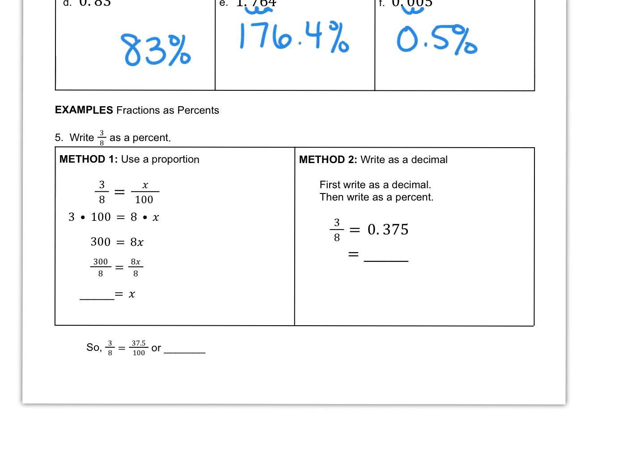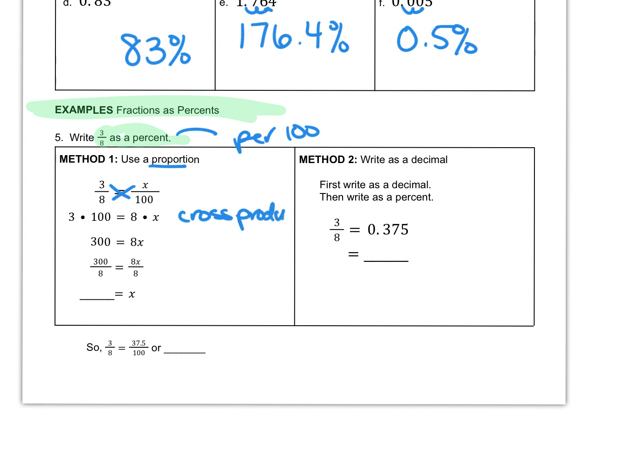Carrying on. Now we're going to do highlight again. Now we're on a new section, fractions as percents. You have 2 methods here to change 3/8 to a percent. Remembering that percent means per 100. So you can write it as a proportion that's equal to 100. And of course, using your cross products to solve there.